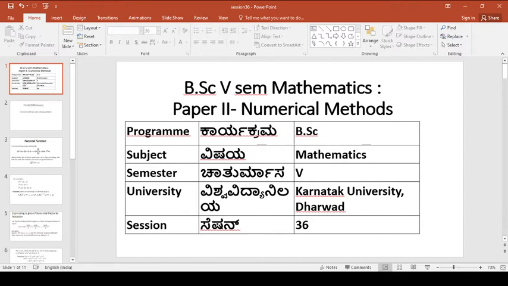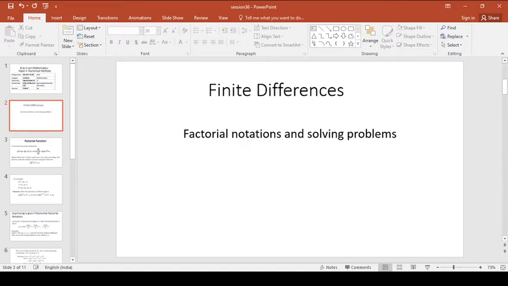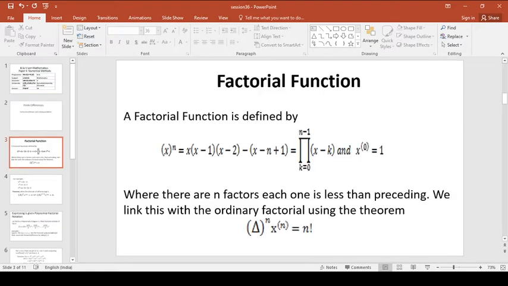So, in this video, I am going to discuss BSc 5th Sem Mathematics Paper 2, Numerical Methods, and this is the 36th session in this paper. Here, in the third unit, finite difference, we are going to discuss factorial notations and solving problems. So first we shall study the factorial function.